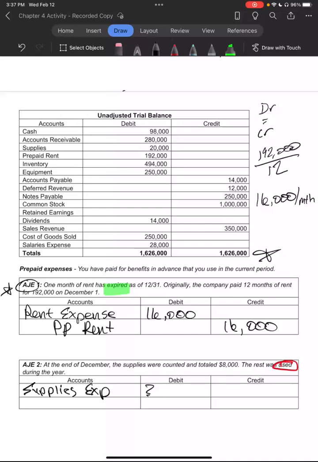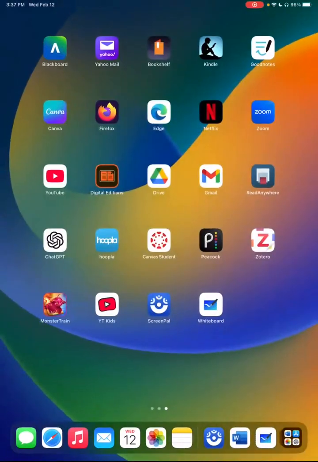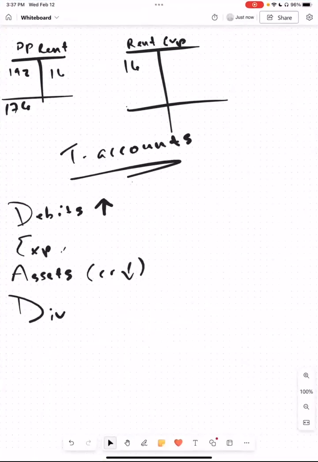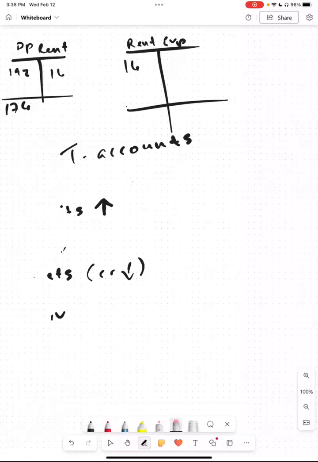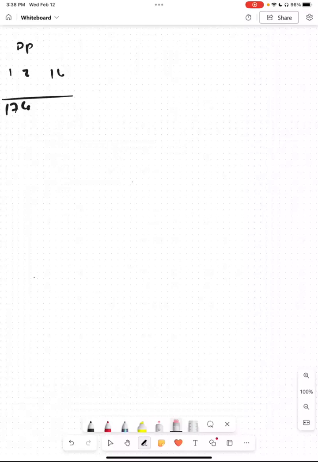The other end of this is supplies. That's our asset that we're decreasing, right? And again, we just don't know how much that is yet. What we're going to do is we're going to figure that out. Okay. The way we're going to figure that out is, well, first I'm going to figure out how to erase all this really quickly so that we can have a clean set of T accounts and just walk through this together really, really quickly.